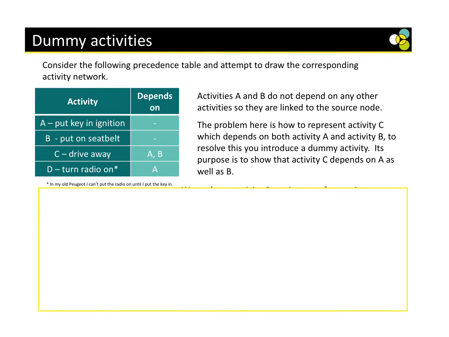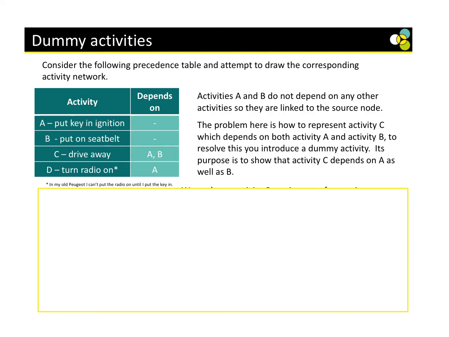Okay, so here we go. This is a network that we've been given, and what we're going to do is have a look at how we're going to draw this activity. So, this is put the key in the ignition, put on the seatbelt, drive away, turn on the radio. Because activities A and B do not depend on anything, when we start at 0, we have activity A and activity B. Now, I'm not sure which one is 1 or 2, so we can just leave them for a second.